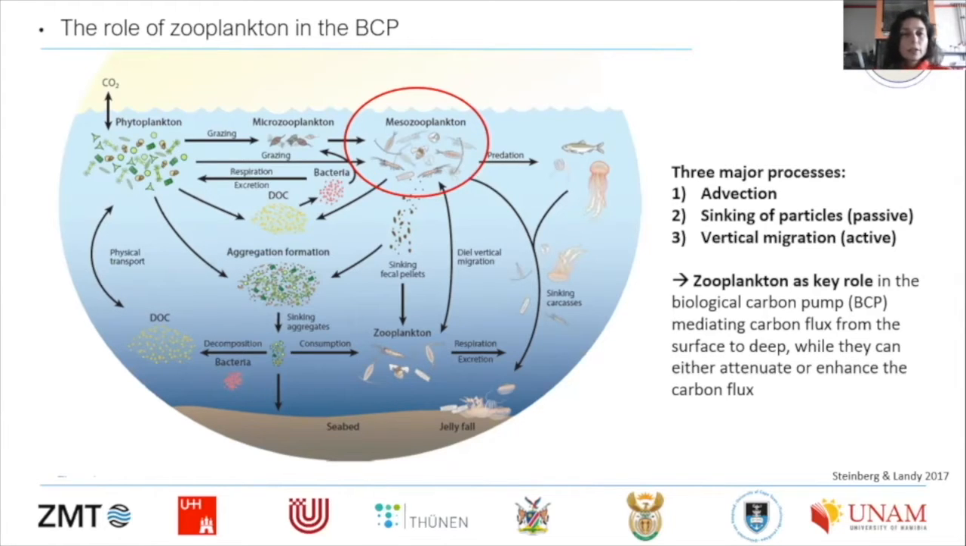So these diel vertical migrations are also very huge migrations on a global scale, whereas the general pattern is that during the night, the zooplankton moves up into the surface layers and feeds there, and then during the day, they migrate down to the deeper layers, where they metabolize the organic matter that they've taken up in the surface layer during the night. So this is then actively transported down into the ocean interior.